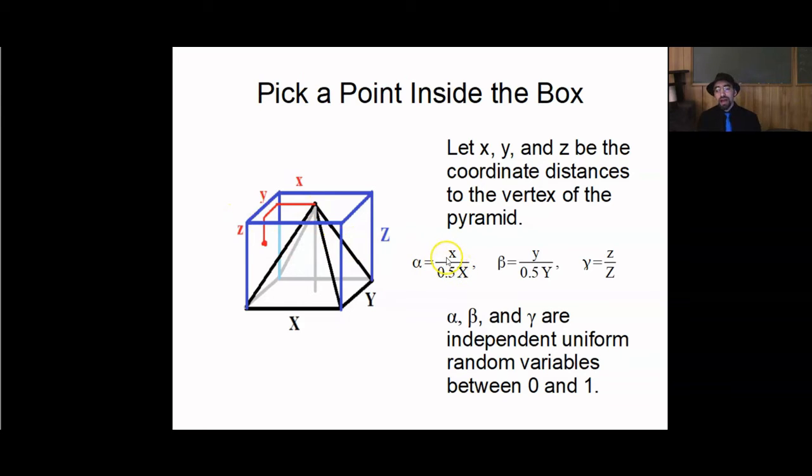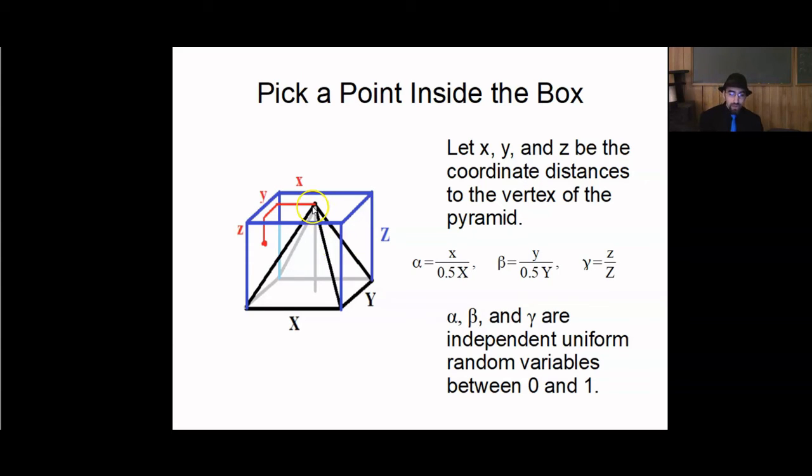I'm going to divide little x by 0.5 big X. That's going to be, I'm dividing little x by its maximum amount. I'll divide y by its maximum amount. I'll divide z by its maximum amount, the big Z. And that will get me the random variables alpha, beta, and gamma. Random because it applies to some random point somewhere in the box. So you'll notice alpha, beta, and gamma are independent, uniform random variables between 0 and 1.